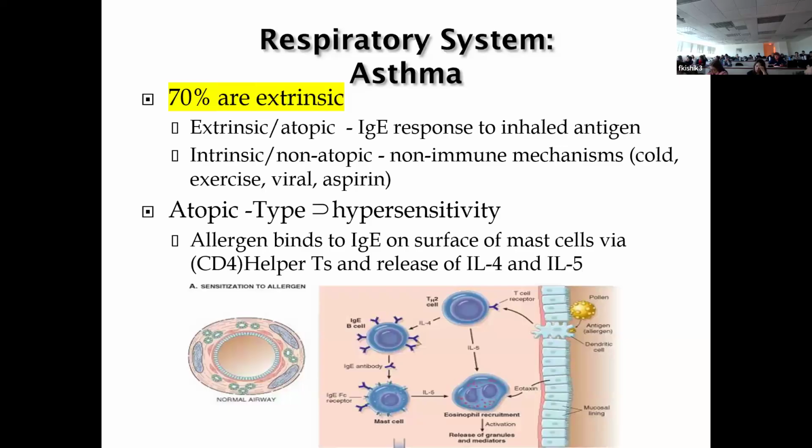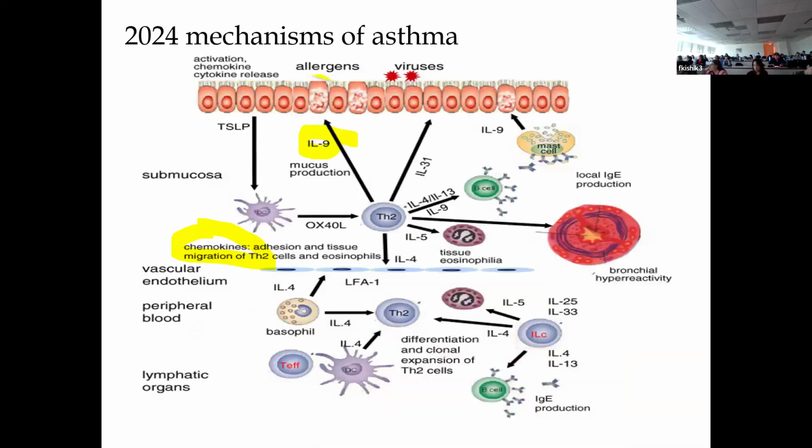Atopic type is a hypersensitivity reaction. Type 1, which we talked about. The allergen binds to IgE on mast cells. Remember, those are in the first slide at the alveoli. CD4 helper cells release interleukin 4 and interleukin 5, and we go down the whole inflammatory cascade. Remember these guys? Eosinophils, your main guy here. All right, there's a bunch of stuff here.